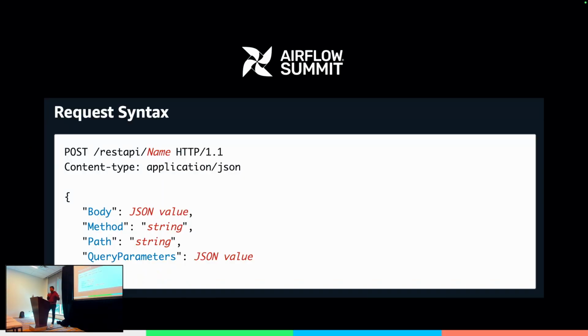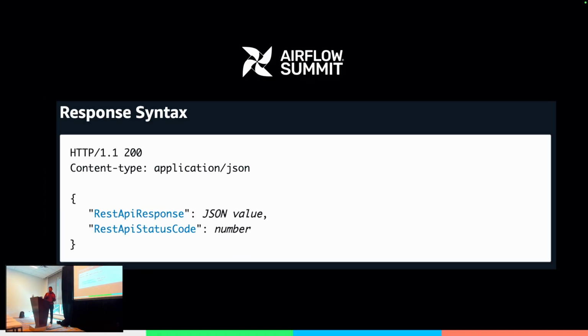This is what the syntax looks like for InvokeRestApi. In the name, you specify the Airflow environment name you want to make this call to. The body is the request body you would have passed to the Airflow REST API itself. The method is the HTTP method, such as GET, DELETE, PATCH, PUT, etc., and then the query parameters. The response syntax looks something like this. There's a field, RestApiResponse, which is the response data from the Airflow REST API call itself.